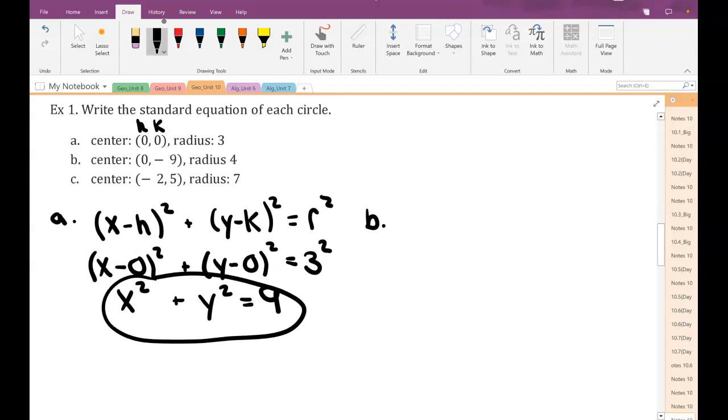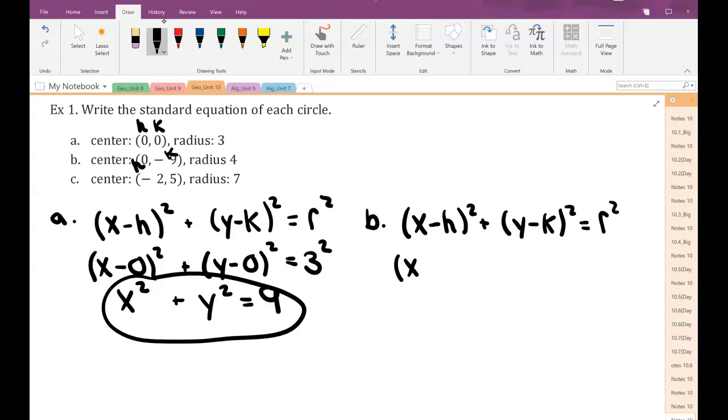Example B, now we have a center of 0, -9 and a radius of 4. So I'm going to take the same approach. I'm going to write out my equation of a circle again and plug in my points. So again, my 0 is my h value, my -9 is my k value. So I'd plug in x minus 0 squared plus y minus, and my k is -9, so I make sure I plug in -9. And then my r squared, that would be 4 squared.